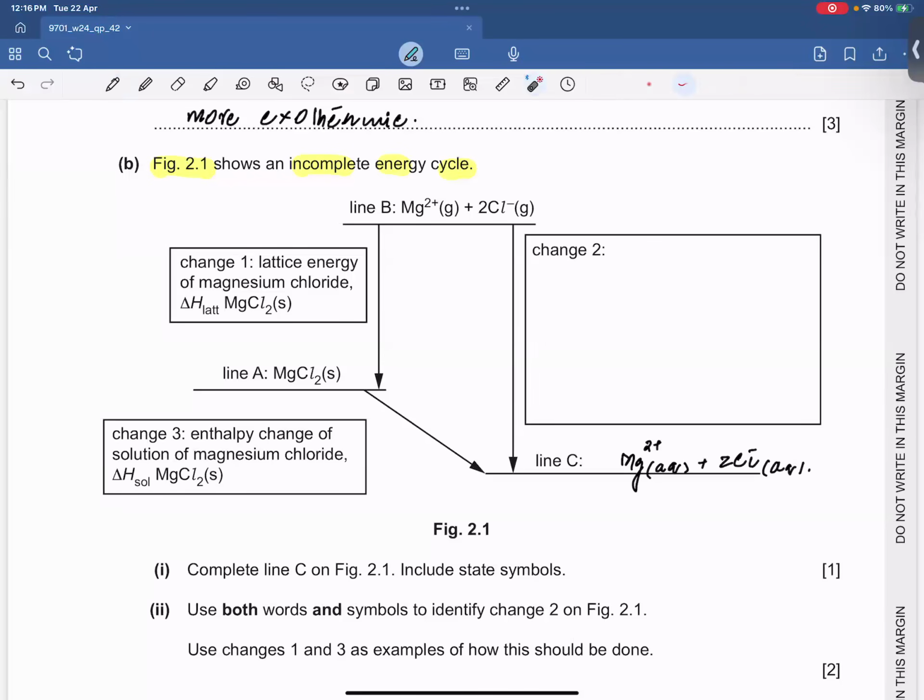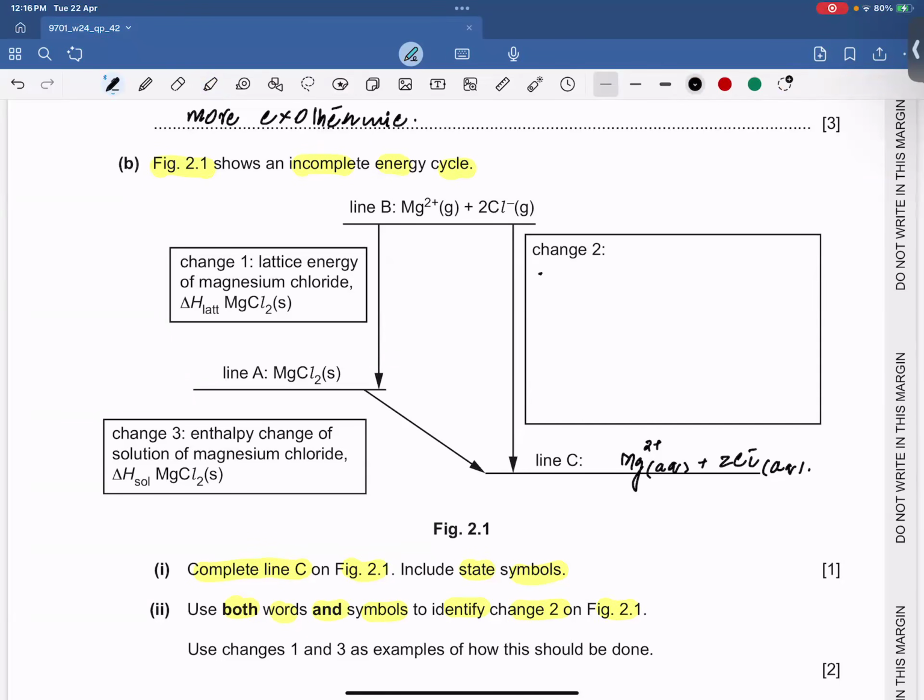Okay. Now look at this. These gaseous cation and anion dissolve in a large amount of water to give aqueous cation and anion, which means change 2 is basically the enthalpy change of hydration of cation and anion both. So complete the line C on figure 2.1, state symbols also. I'm done with that. Use both words and symbols to identify change 2 on figure 2.1.